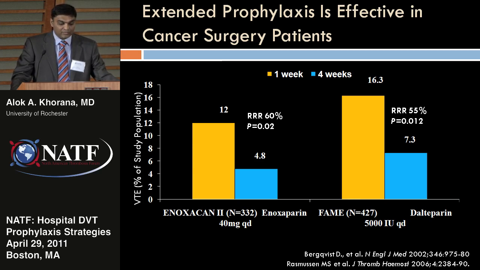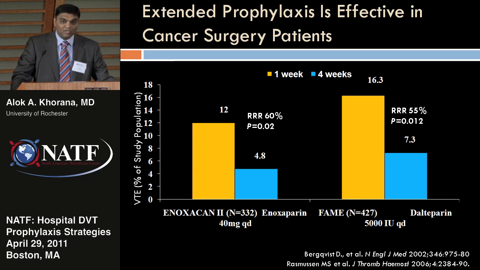Two very large studies have focused on this. Enoxacan 2, which randomized patients receiving a week versus 4 weeks of enoxaparin, and FAME, which was mostly cancer surgical patients, randomized patients receiving a week versus 4 weeks of dalteparin. The numbers to remember are those numbers on the left of each of those graphs. 12% rates of VTE in patients who received a week of prophylaxis.